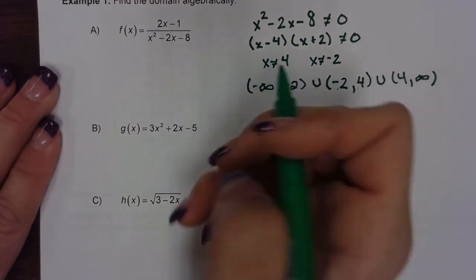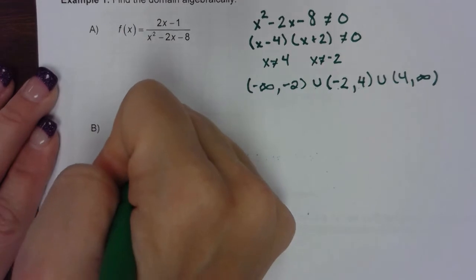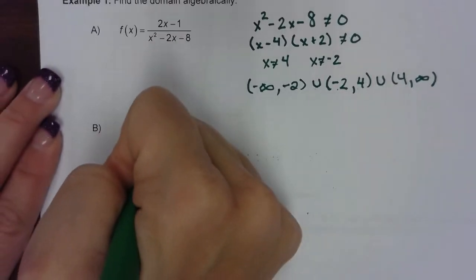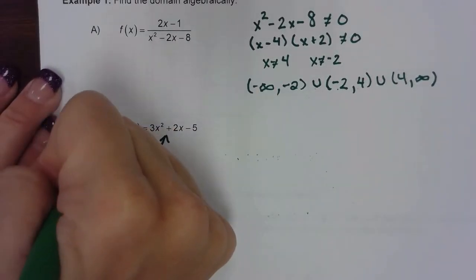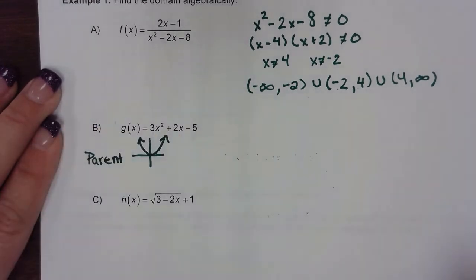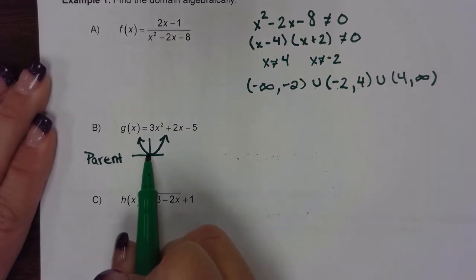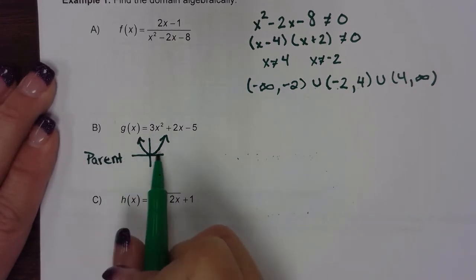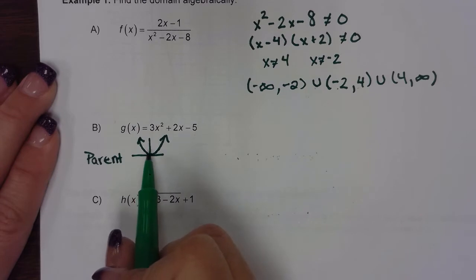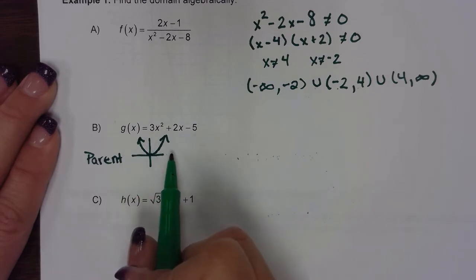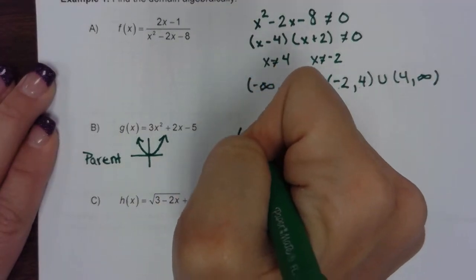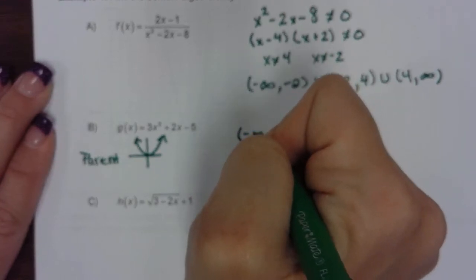B, well, let's look at this. Let's look at the parent function of x squared. X squared is that parabola. So let's talk about domain, x values, and restrictions. Well, are there any problems going on here? Are there any holes? Are there any asymptotes? Is anything not covered? Well, let's see, all the way to -infinity, all the way to infinity. So we're okay. Since there's no problem, the domain is automatically -infinity to infinity.